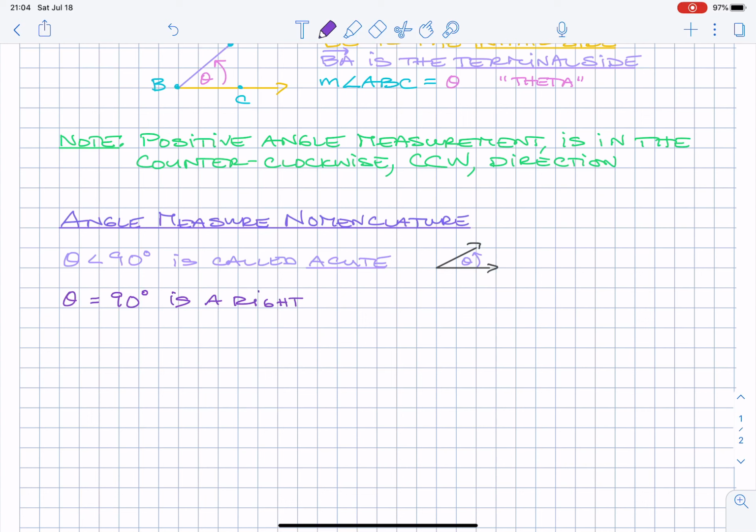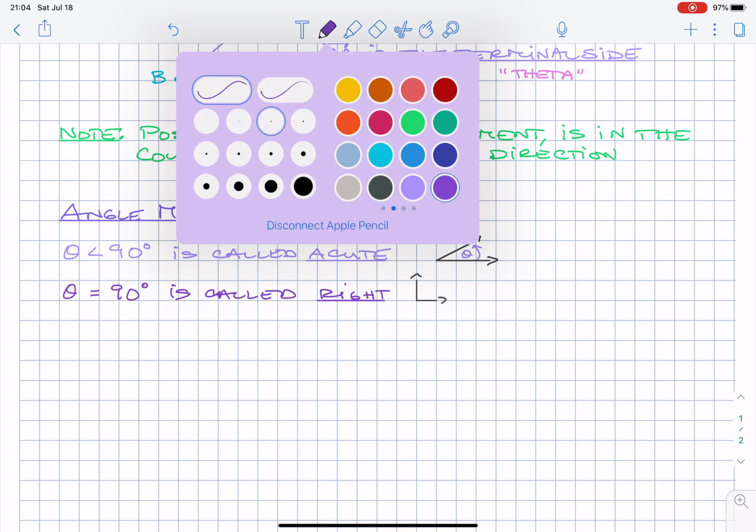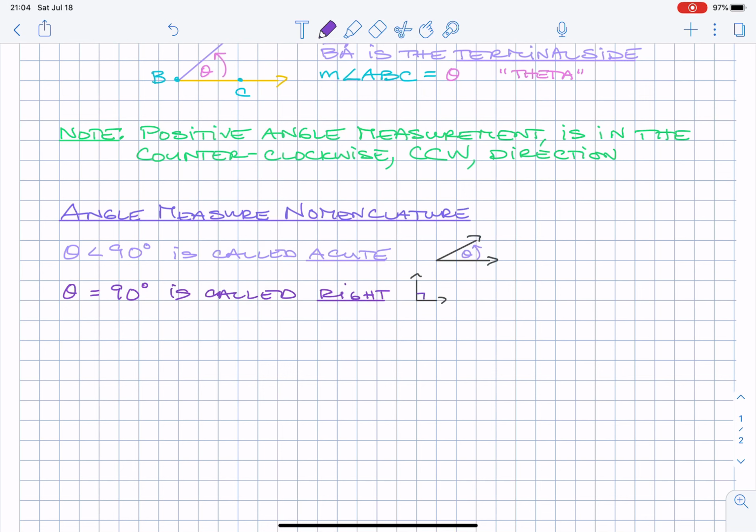So this is called a right angle. Let me write that. I think that sounds better. It's called right. Okay, so a right angle, the way we annotate this is with something that looks like a square. So a right angle will be annotated with a little square to indicate 90 degrees.